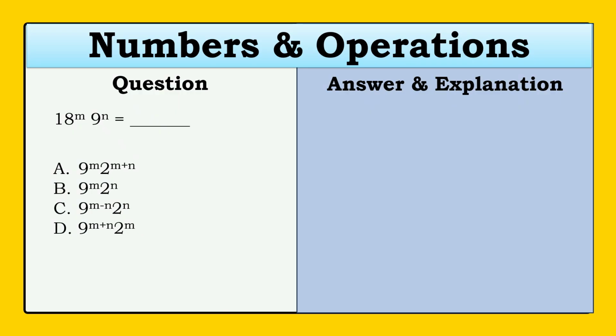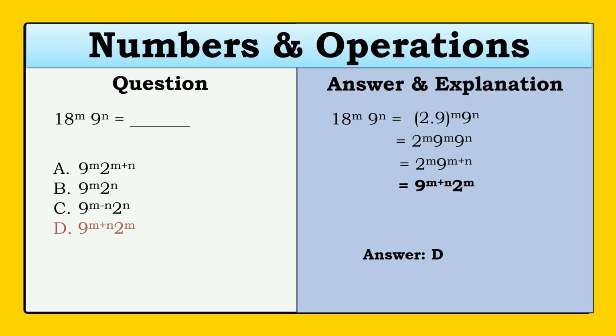Alright, let's solve. So 18 to the m times 9 to the n. So this is equal to the quantity of 2 times 9 raised to the exponent of m times 9 to the n. Using the power rule, we have 2 to the m times 9 to the m times 9 to the n. Then, apply the law of exponents for multiplication. So 2 to the m times 9 to the m plus n. We can write this one also as 9 to the m plus n times 2 to the m. Our final answer is letter D.